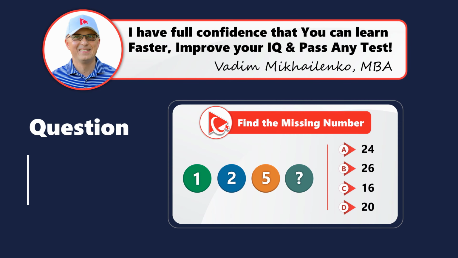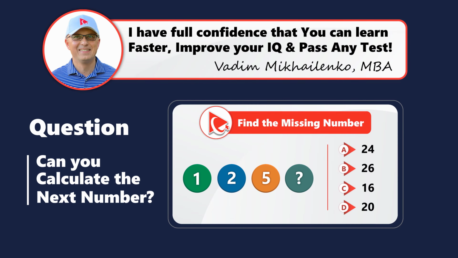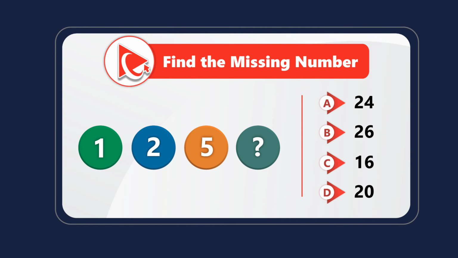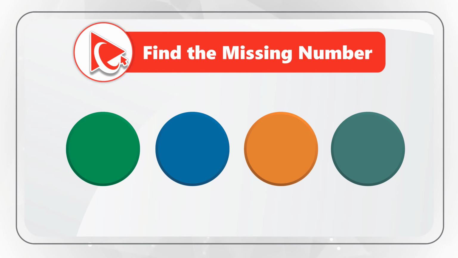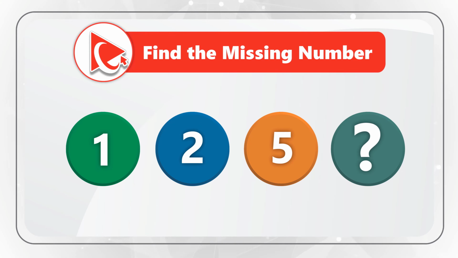Here's a very interesting question where you need to calculate the missing number. You're presented with 4 circles. Each circle is of a different color. The first circle has number 1 inside of it. Second circle has number 2. Third circle has number 5 inside. And last circle has the missing number represented by the question mark.